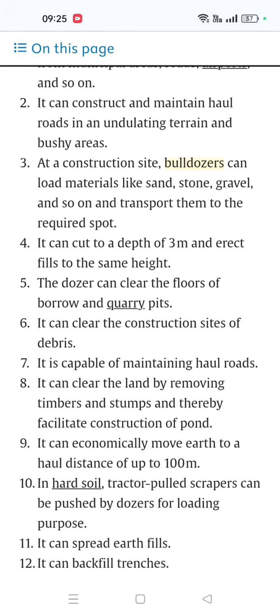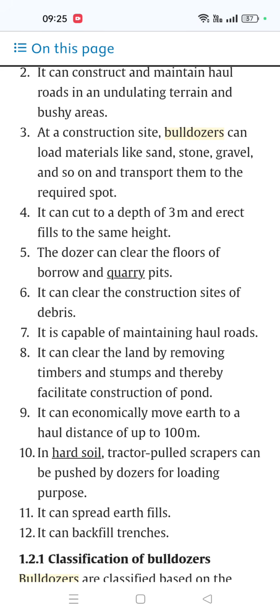3. At a construction site, bulldozer can load material like sand, stone, gravel, and so on, and transport them to the required spot. 4. It can cut to a depth of 3 m and erect fill to the same height. 5.